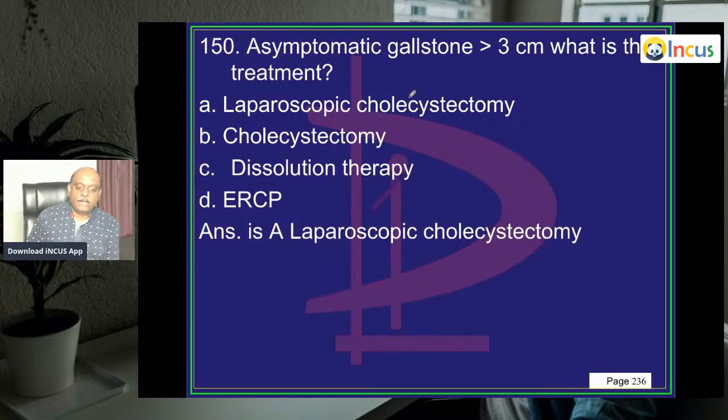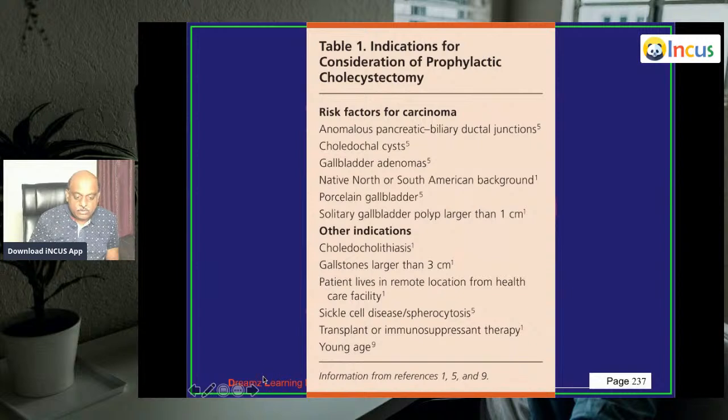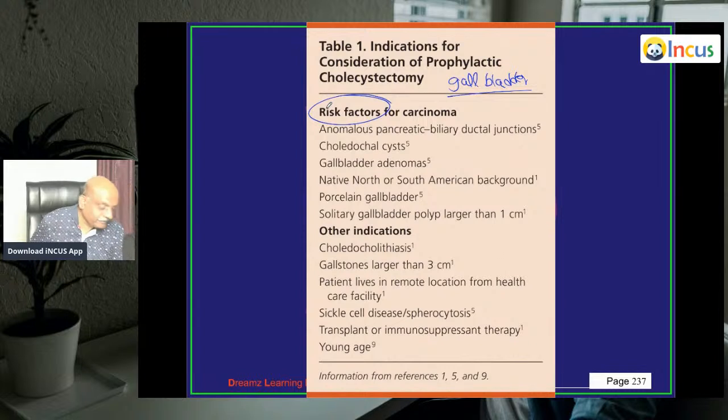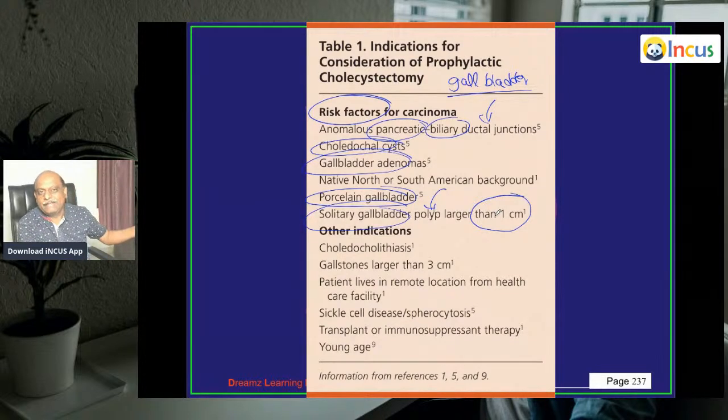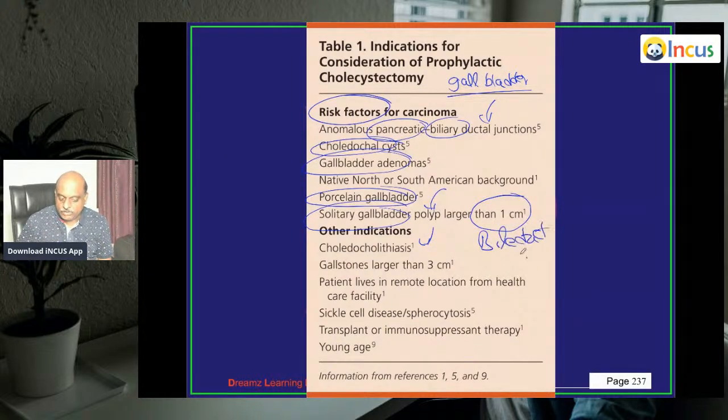Right, doctor? So now, asymptomatic gallstone more than 3 centimeters. Achha, iska story kya hai? When do you do prophylactic cholecystectomy, doctor? One of the important questions. In a case, when will you remove the gallbladder? In an asymptomatic person, if there are risk factors for carcinoma: any anomalous pancreatic-biliary ductal junction, choledochal cyst, gallbladder adenoma, porcelain gallbladder, any solitary gallbladder polyp larger than 1 centimeter. In all these conditions the patient is asymptomatic, there is no abdominal pain, nothing at all. Still, you will do cholecystectomy. Then what are the other indications? If there is a cholelithiasis, that is bile duct stone.